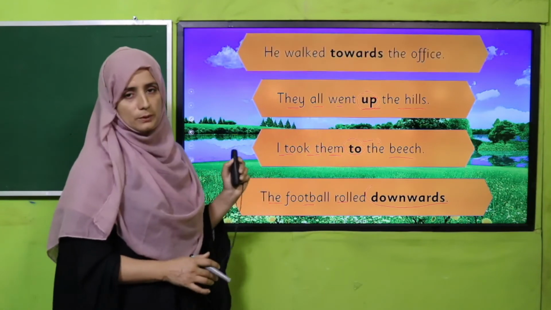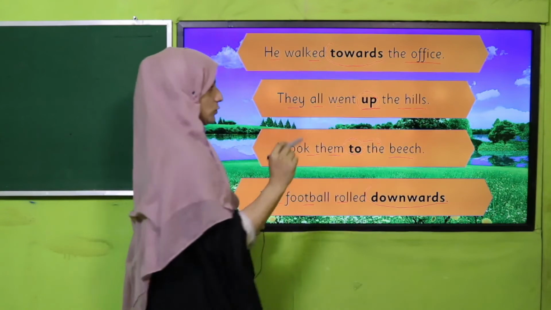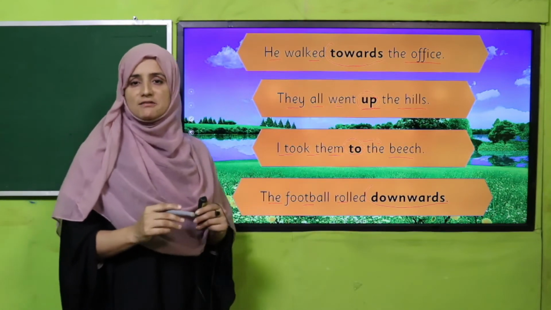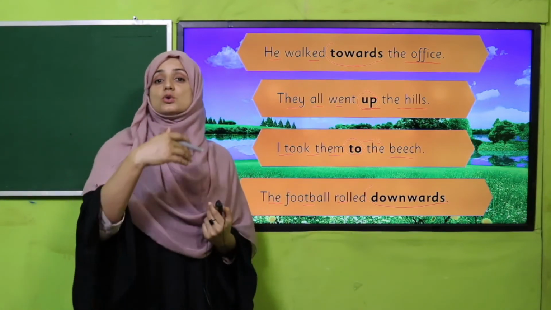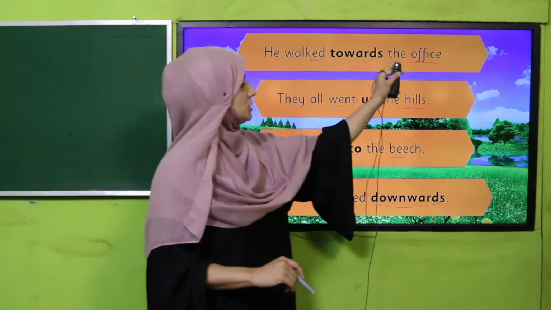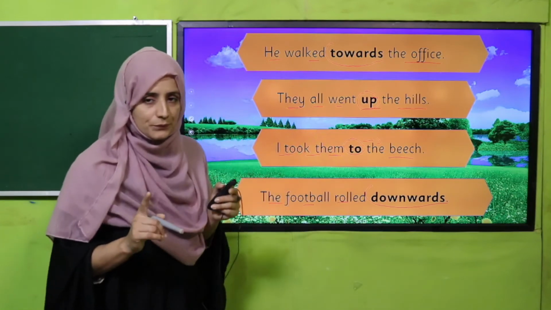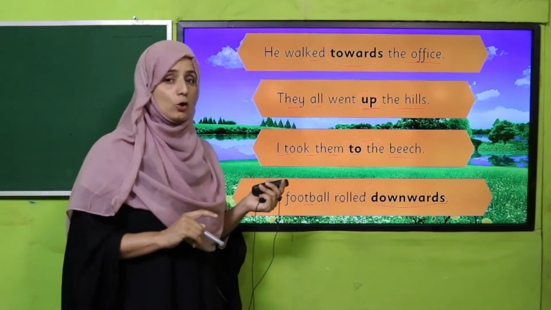See the next example, my dear students. He walked towards the office. Okay, "towards" is giving us direction. He walked towards the office, means he is going to the office, and its final destination is, my dear students, what is it? The office. Is it clear? Good job. And I hope you have got it.